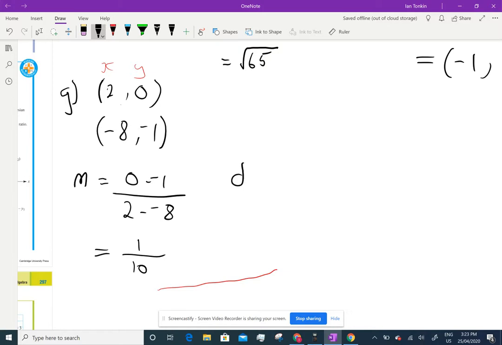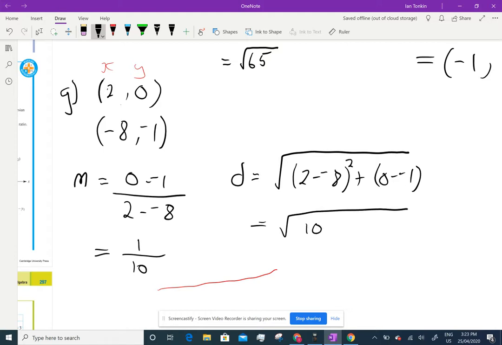Okay. The next thing. Distance. Distance equals the square root. We'll subtract the x values. I've done them around the wrong way. I want to do the x values first. 2 minus minus 8 squared plus 0 minus minus 1 squared. Well, that's going to be the square root of 10 squared plus 1 squared, which equals 101.